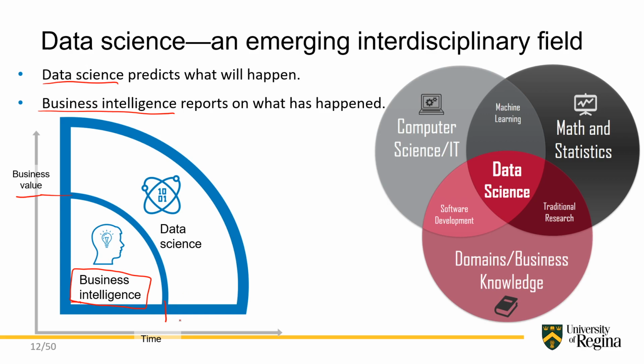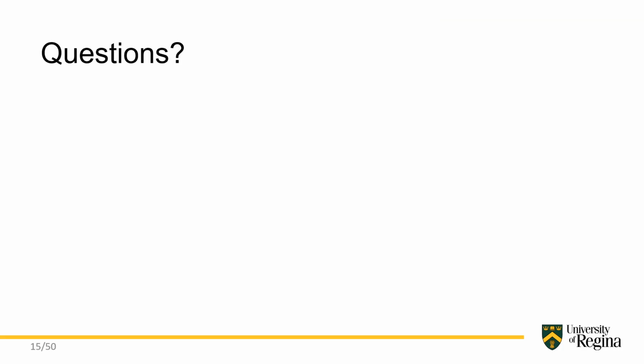But if we know about the future, if we know what is going to happen next, then that is going to give us an edge in our business. And the business value of that really is much higher than business intelligence data. So that is what data science is giving us. Data science is providing us with the knowledge to create tools that enable us to predict what is going to happen in the future.